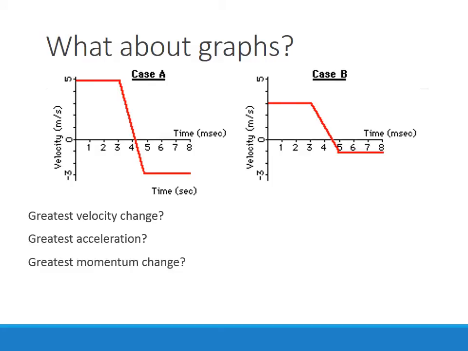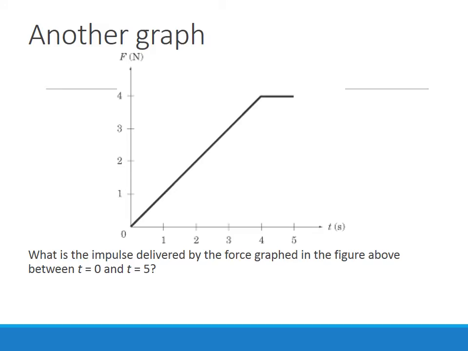So if we assume that these had the same mass, same object, just in 2 different scenarios, all right, if there was the greater velocity change in case A, then there was also the greater momentum change, which means there had to be more impulse. Okay, so now we actually have a force versus time graph.